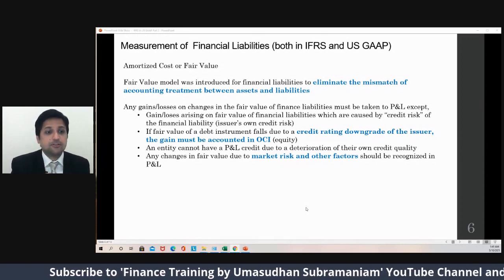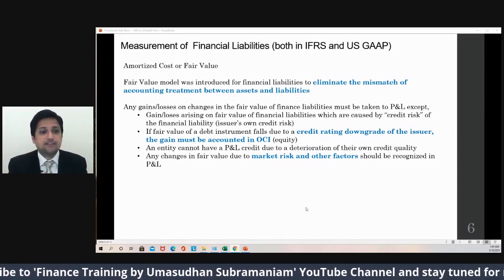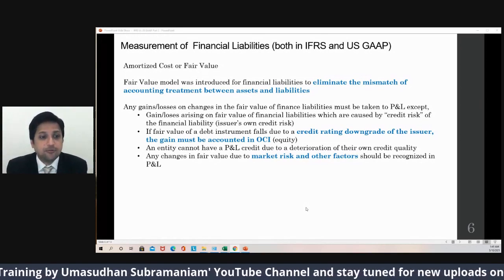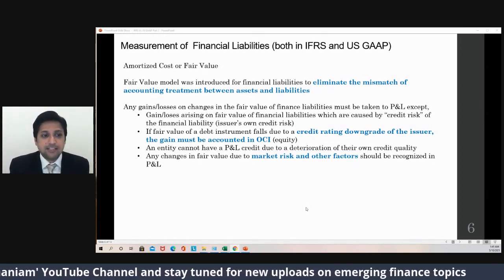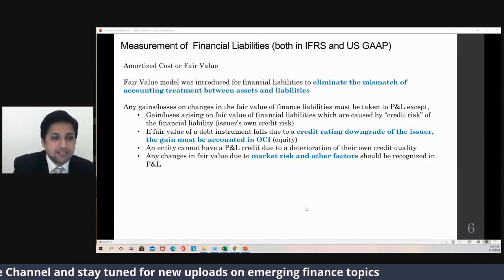It is important to note that any changes resulting from the fair value changes of financial liabilities must be taken to the income statement.